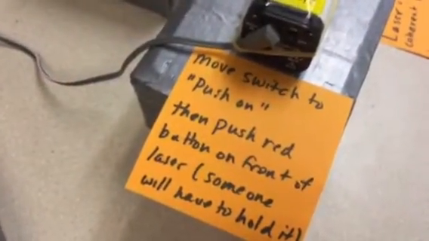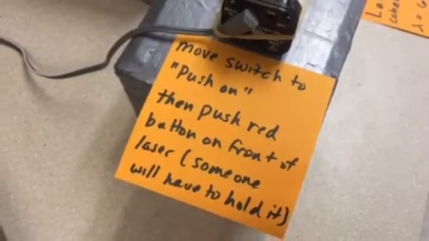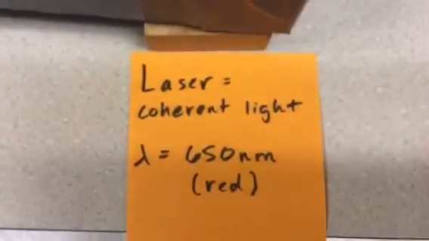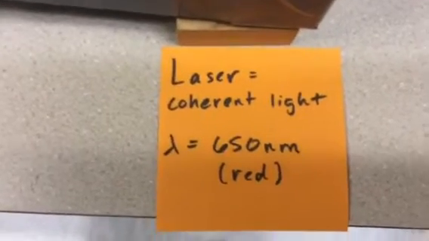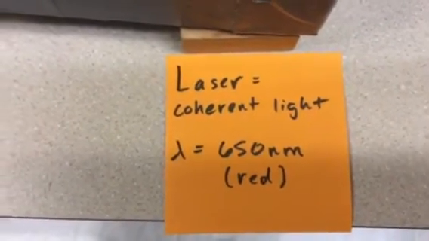In order to use the laser, you'll have to move the switch to push on and then push the red button at the front of the laser, and someone will have to hold it down. The laser is kind of old. This laser is coherent light. That means that all of the waves are moving together in phase, and their wavelength is 650 nanometers.